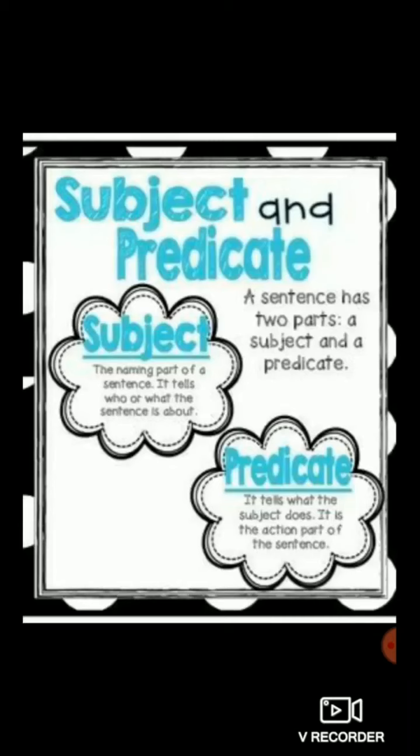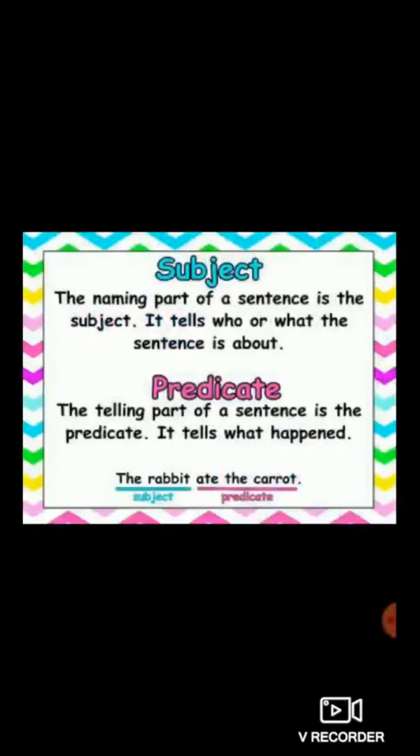So, subject means, see students, the subject definition is given here. The naming part of a sentence is the subject. It tells who or what the sentence is about. I repeat, the naming part of a sentence is the subject. It tells who or what the sentence is about. Predicate means the telling part of a sentence. It tells what happened. Now let's see the example.